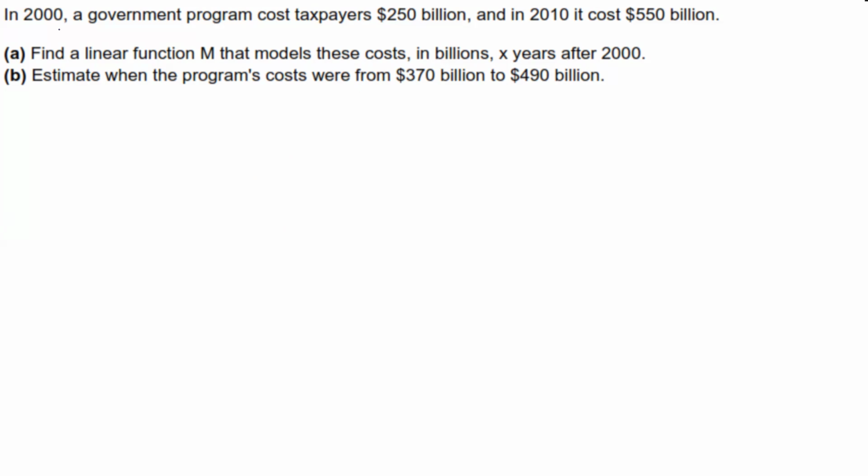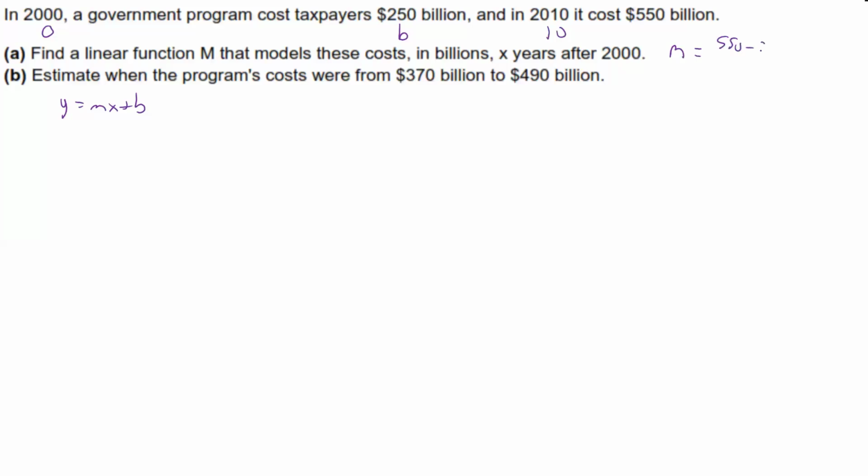All right, so that means this is going to be at time 0, and this is going to be at time 10. Because remember, y equals mx plus b, and b is going to be at the 0 part. So at 0, we have 250. So this is going to be our b. And now all we have to do is find out what our slope is.